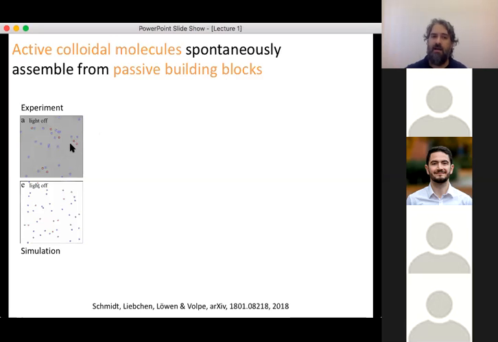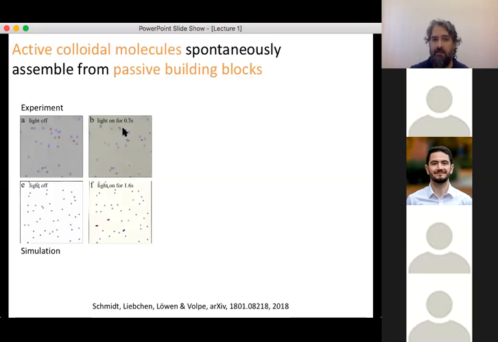Anyway, so in this experiment, you see that there are two kinds of particles, the red ones and the blue ones. Now, they are both passive. Both red and blue are passive. The difference is that red particles are absorbing light. So when we turn on the light, the red particles become warm, and the blue particles remain cold. But they are still passive. I mean, the fact that they become warm means that they move a bit more. That's it, but still in place.